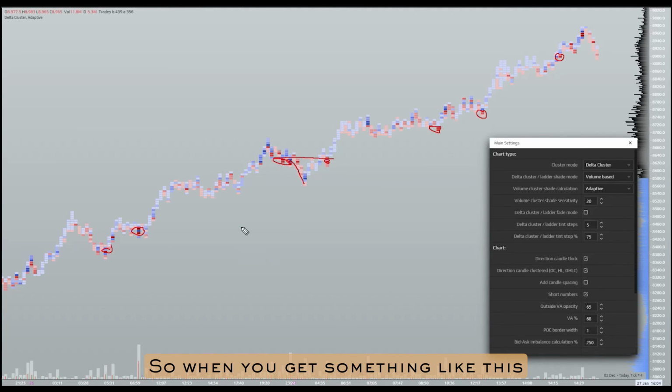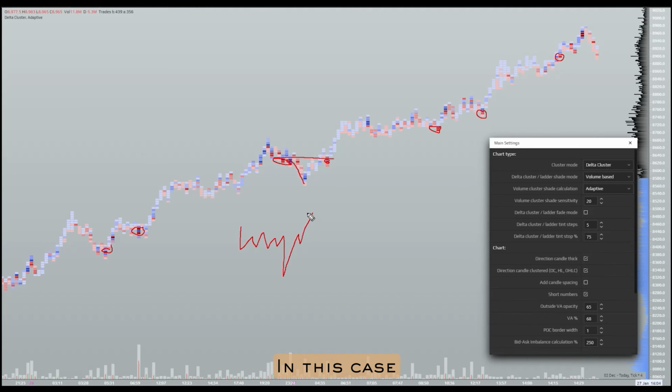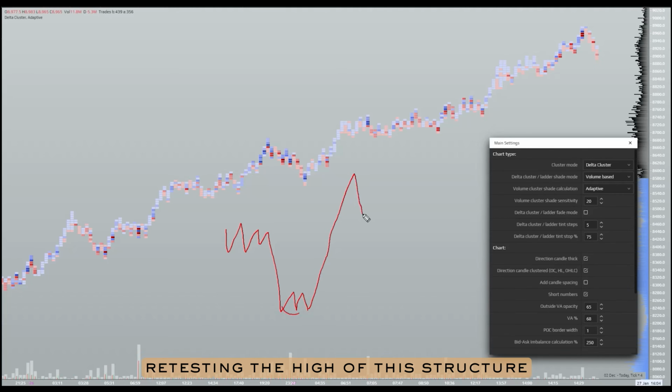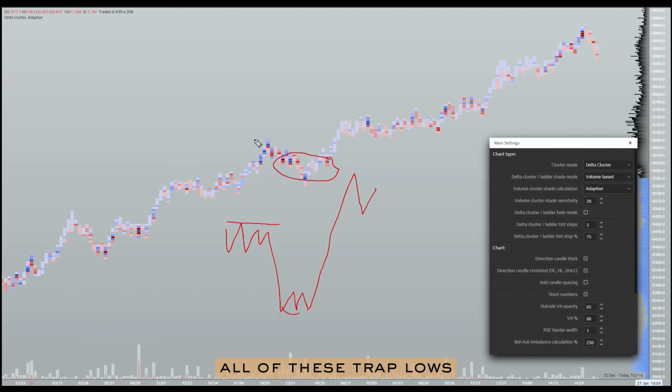So when you get something like this where you have market structure, you make a low, for example, and then you're back above where it was previously sold. Let me just delete this and draw a little bit of a better piece of artwork. You come in, move down, put in a low. This area is aggressively sold, but now you're up here retesting the high of this structure. So all of these are trap lows, and now you're above the high of this structure. There's a strong case for this adding to any upward fuel or upward momentum.